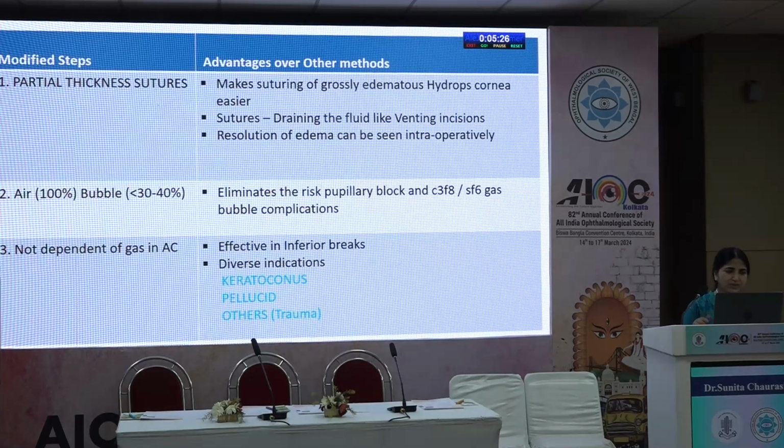So there are some steps of the surgery which we need to understand. Why we are taking partial thickness sutures is because of passing sutures through a grossly edematous hydrops cornea. When we pass partial thickness, it's way easier to apply these sutures. The sutures also act like conduits and drain the fluid like venting incisions. And because of this reason, we also see the edema resolving intraoperatively itself.